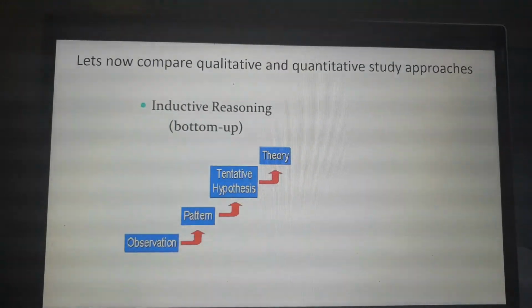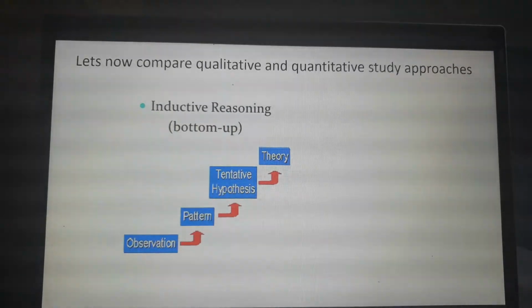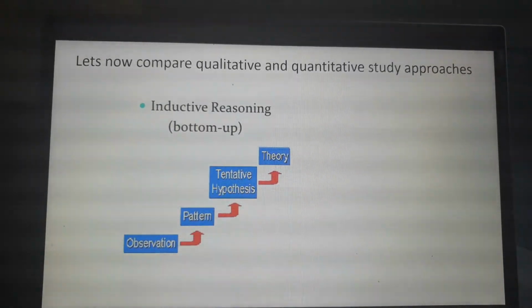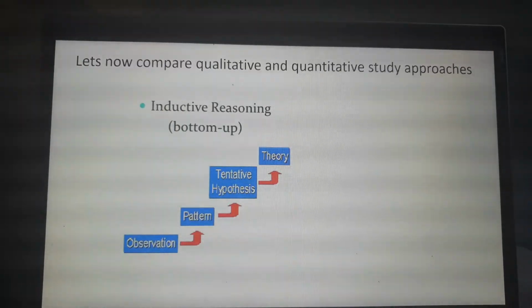Inductive reasoning, bottom up. We start with an observation. You develop a pattern out of what you are observing. Then you make a tentative hypothesis and you build a theory. That is bottom up, inductive reasoning.